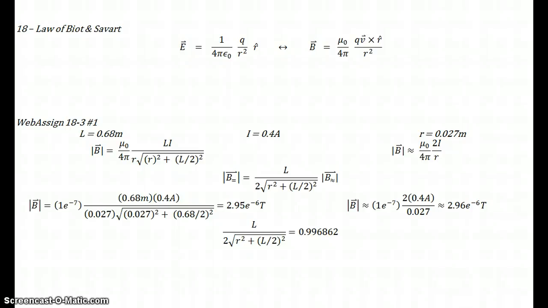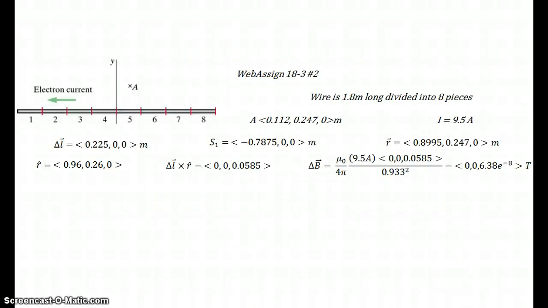I found the values for both equations, and by using the expression of the relationship between the two, I found that all answers agreed with each other, which means that the exact and approximate equations differ by a value of 0.9968 for this situation. For my next problem, I have this diagram.